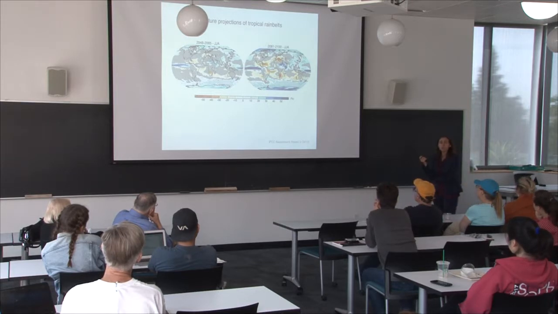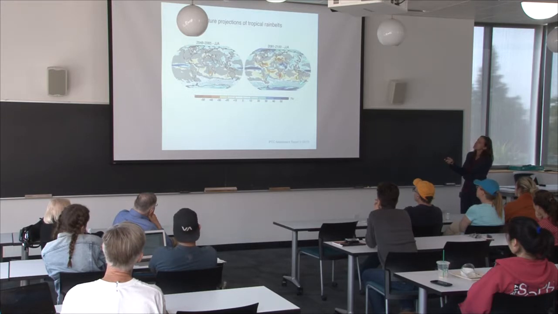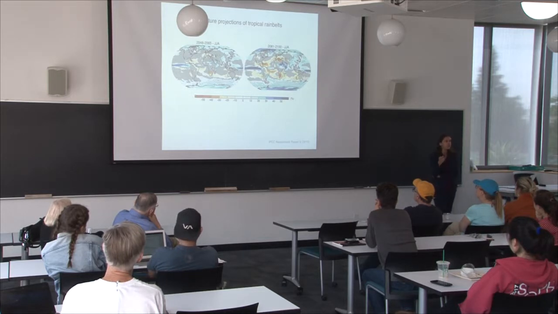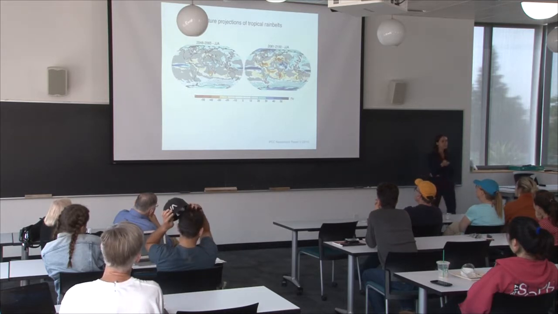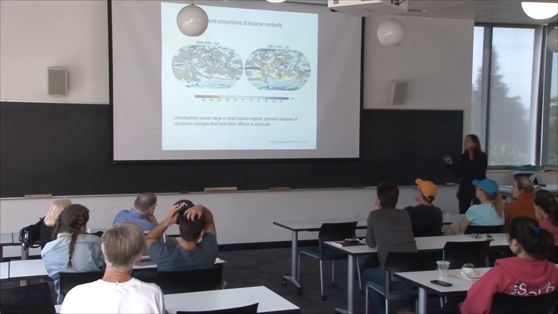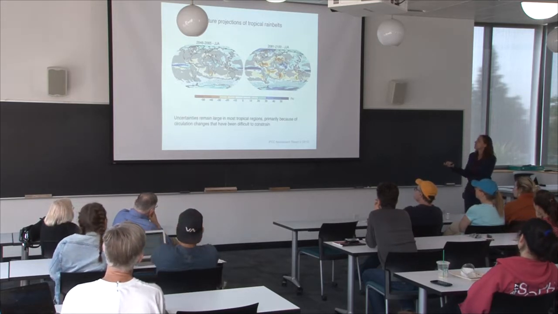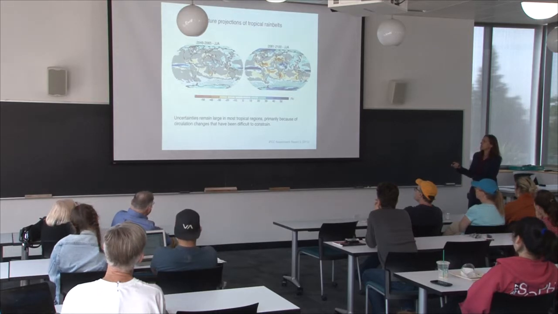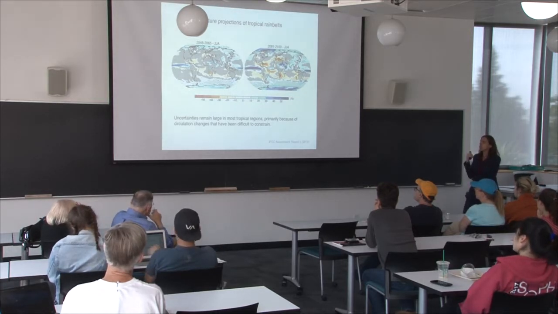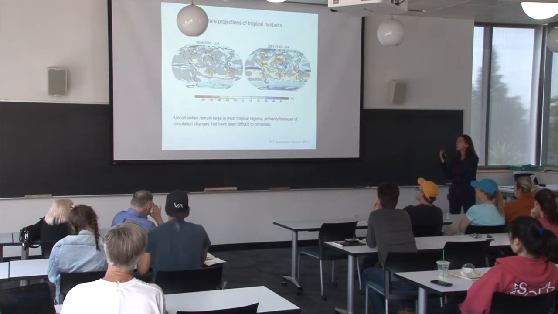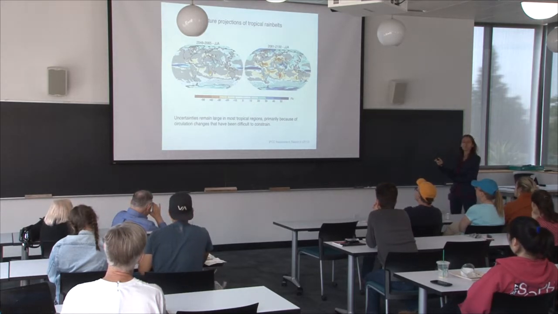And here, the picture is a little bit depressing in the sense that you see very little stippling in the tropical regions. I mean, it starts maybe emerging somewhere towards the end of the 21st century. But this is to say that there's still a lot of uncertainty on precipitation changes in the tropics. And here I'm re-quoting or somewhat changing a quote taken from the most recent IPCC assessment report: Uncertainties remain large in most tropical regions, primarily because of circulation changes that have been difficult to constrain.